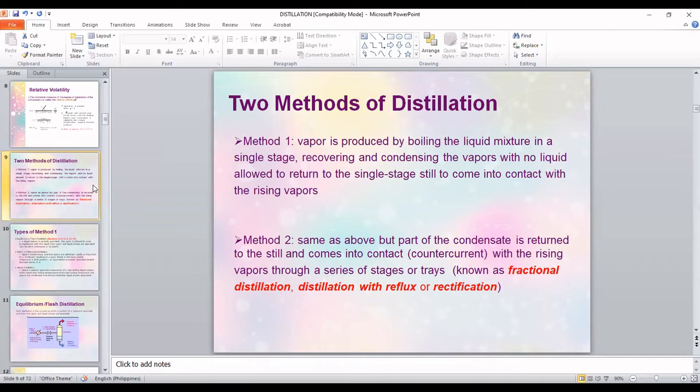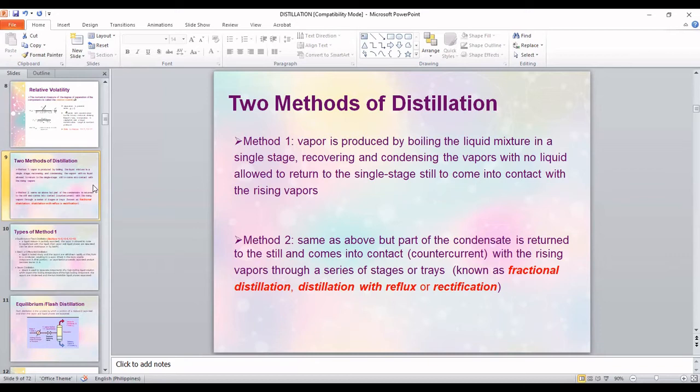This method 1 is oftentimes only used for single stage processes. But in multi-stage processes, in the case of fractionation, we retrieve products from particular stages in our column. We have what we call the reflux liquid, and that's our method 2. The process is basically the same as method 1. You boil the liquid and then you condense the vapor. However, part of the liquid that was condensed is returned into the column or the still, and it comes into contact in countercurrent fashion with the rising vapors through the series of trays.